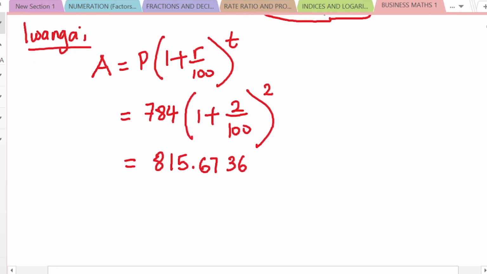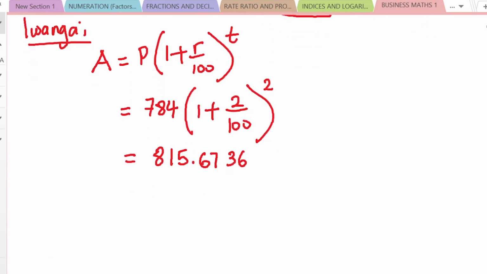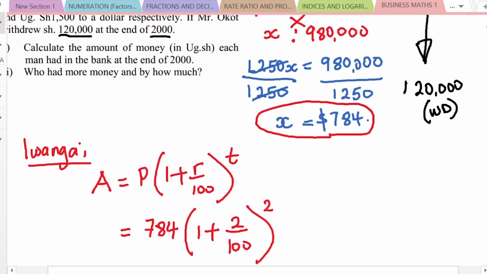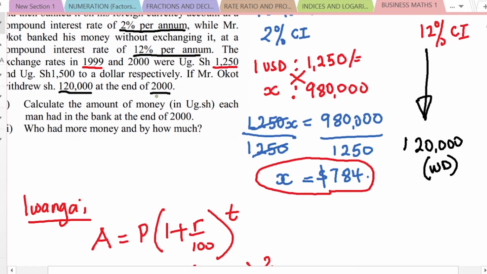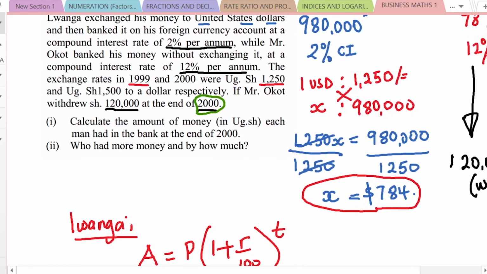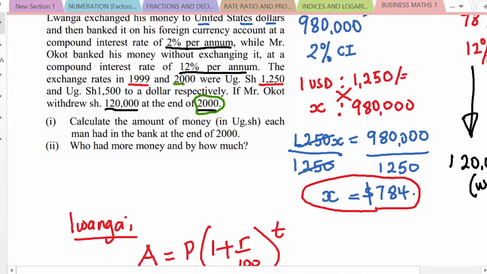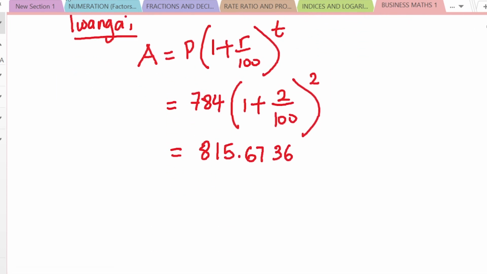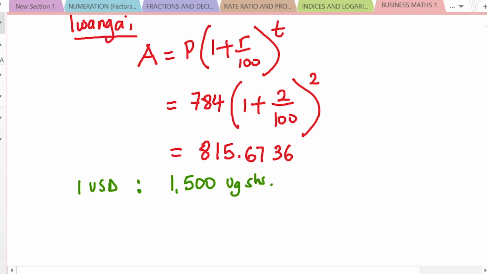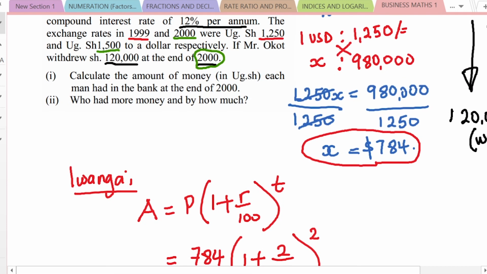So converting that to Uganda shillings, of course, at the end of 2 years, that is in the second year, is 2000. At the end of 2000, according to the question, they are saying that in 2000, the exchange rate was 1,500. So meaning that in the year 2000, 1 US dollar was equivalent to 1,500 Uganda shillings. That is what is here, like 1,500.